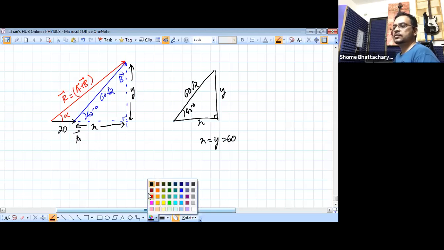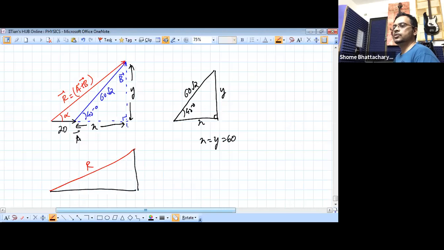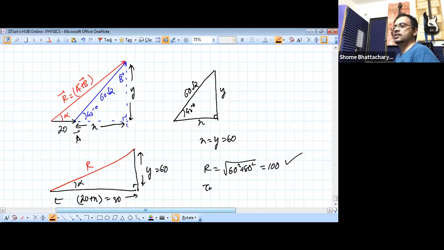So now you see the larger triangle. So in the larger triangle, this side is your r, and your full base and your perpendicular, they are such that this is 20 plus x. So that is becoming how much? 60 plus 20, that is 80. And this side is how much? It is just y, which is 60. So now your hypotenuse and this angle. So 100. Okay. And tan alpha is 60 upon 80, 3 by 4. So alpha is.